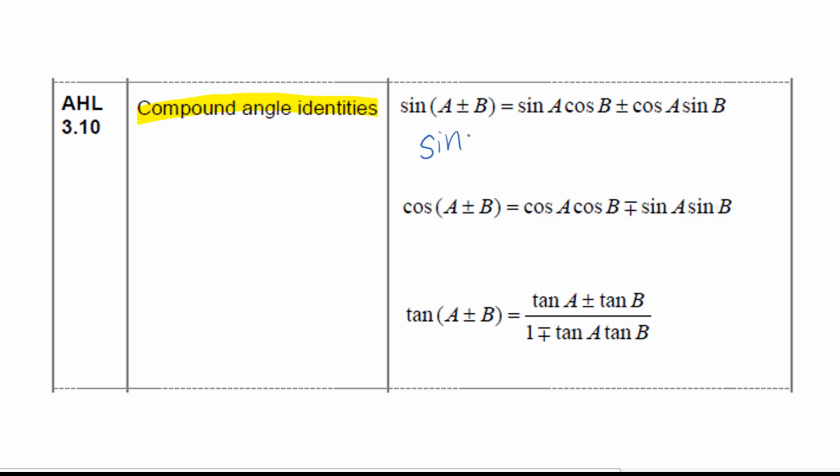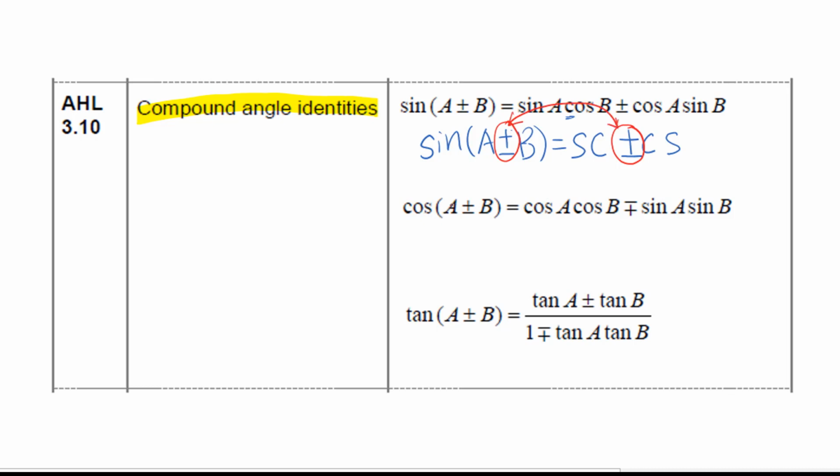Sine A plus or minus B. For sine A, I will just write down as cosine, I will write down C, then plus or minus. C stands for cosine and S. Think about the sign. This is a plus or minus, then this part is a plus or minus. So you have the same sign here.